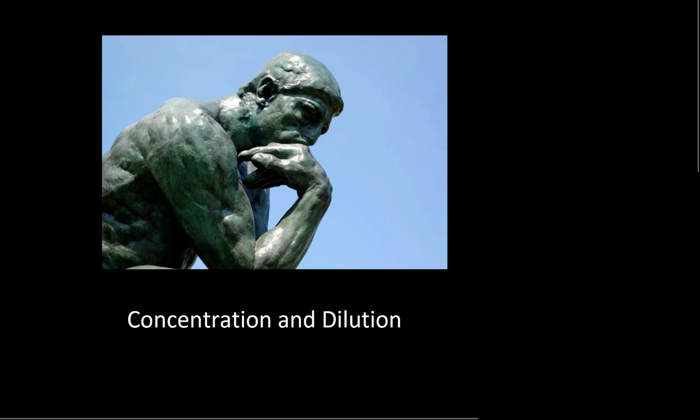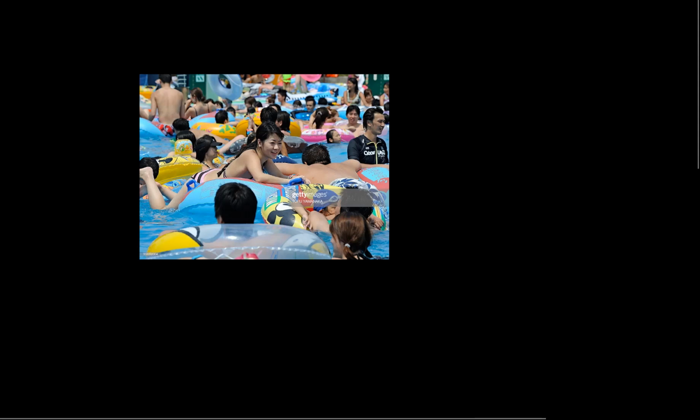Let me give you another image to think about what we're talking about here. In this image, of course, we have a very crowded swimming pool. How do we describe a crowded swimming pool? You could also say that a swimming pool is very concentrated with people. So you might come home and say, this swimming pool had 100 people per pool. That'd be one way to describe it.